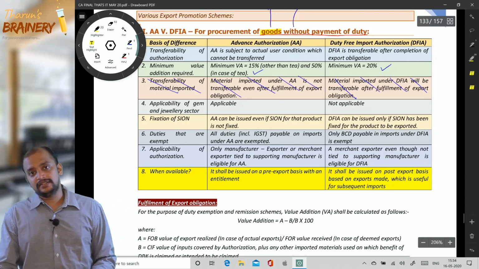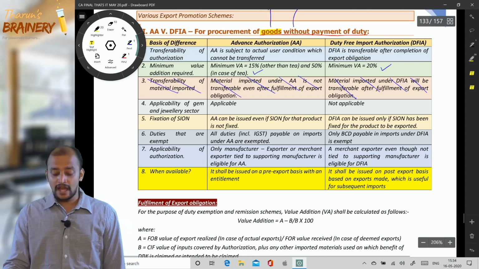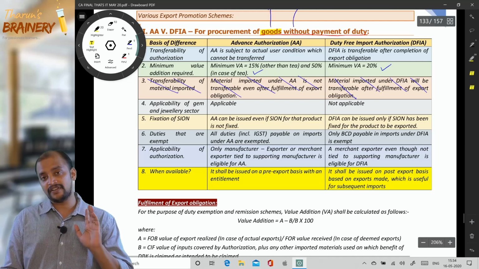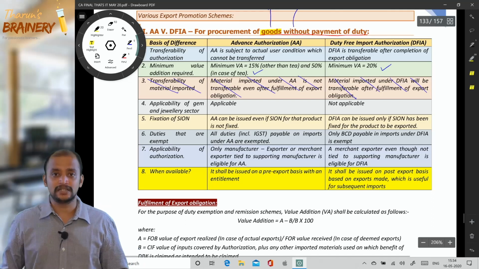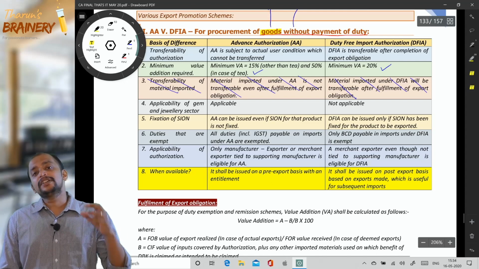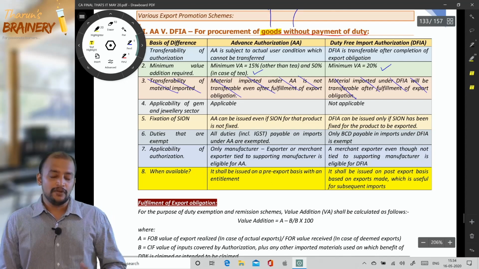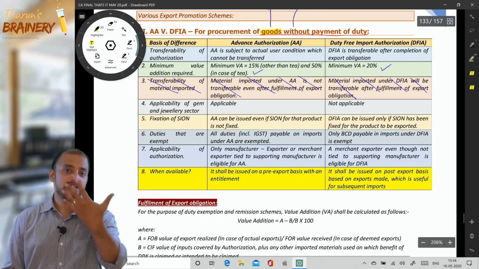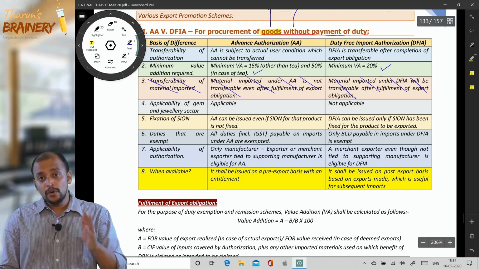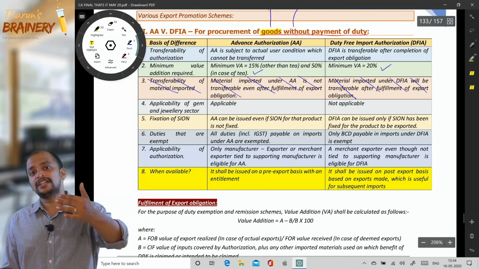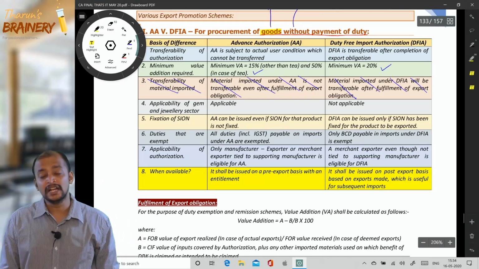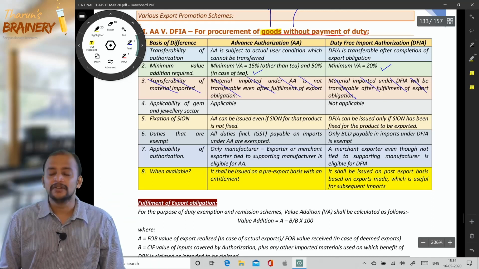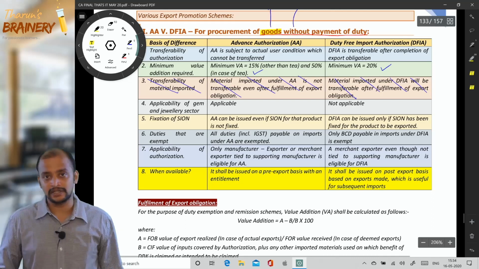Manufacturer exporter. A merchant exporter tied to a supporting manufacturer is eligible for advance authorization. Who is called a manufacturer exporter? One who manufactures and exports is known as a manufacturer exporter. One who purchases and exports is a merchant exporter, and the ancillary industries that manufacture are called supporting manufacturers.